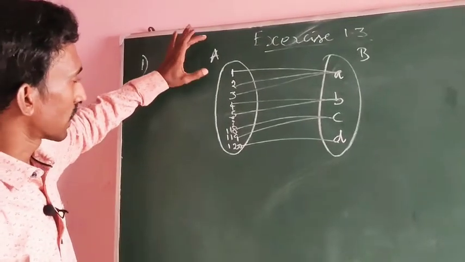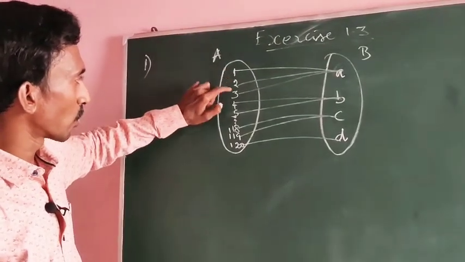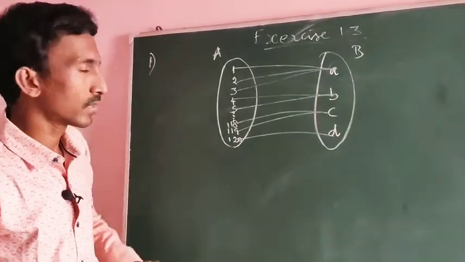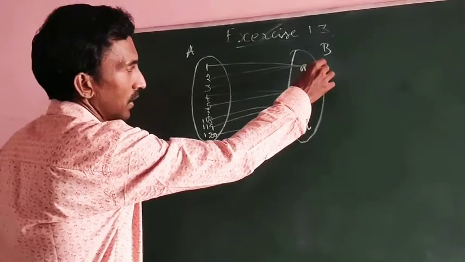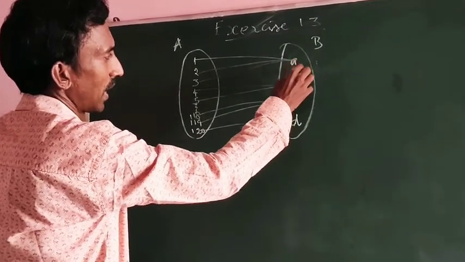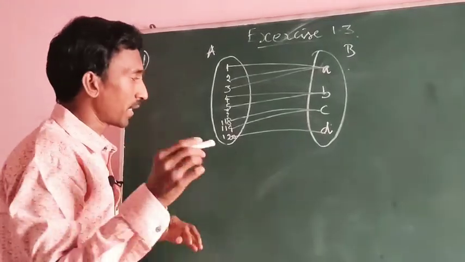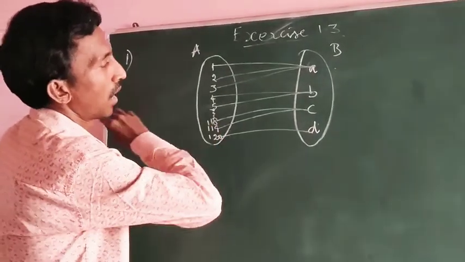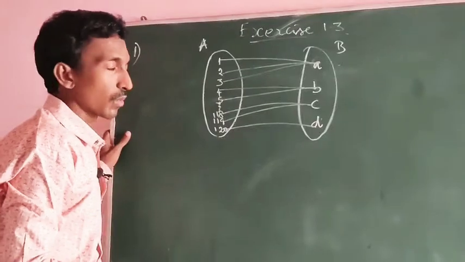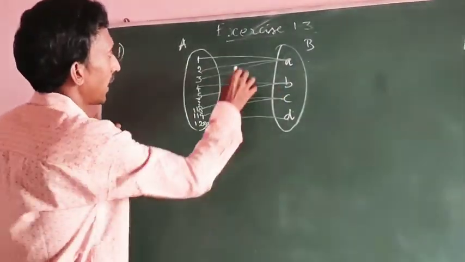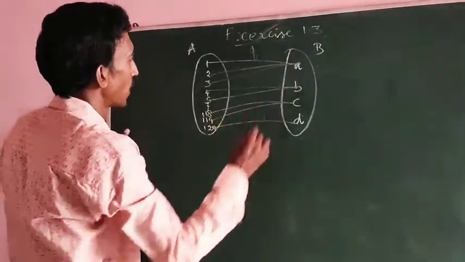Now the first set A consists of 1, 2, 3, etc., 120 students. And B consists of 4 sections A, B, C, D. Now all the 120 students are allotted to the 4 sections. So we can arrange them in any way. Now look at the diagram. It is a function from A to B.